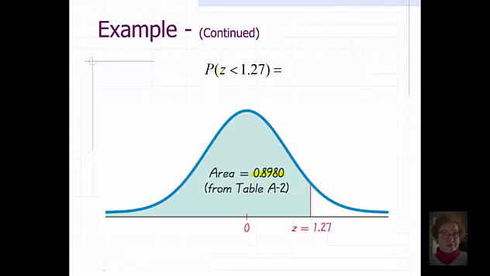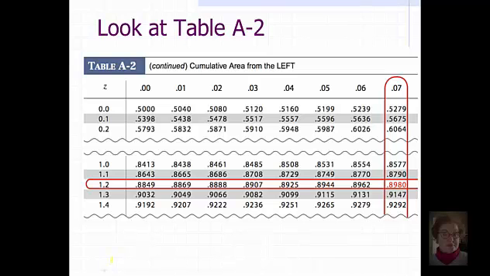Remember, when we use the table, we're always going to change our scores to a z-score. That's very important because we have an unlimited number of normal distributions, but we only have one standard normal distribution. And by standardizing it, we make the mean of the distribution 0 and the standard deviation 1.